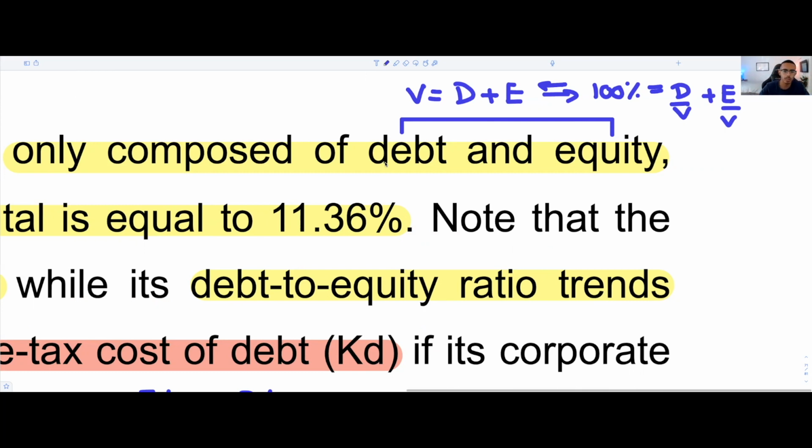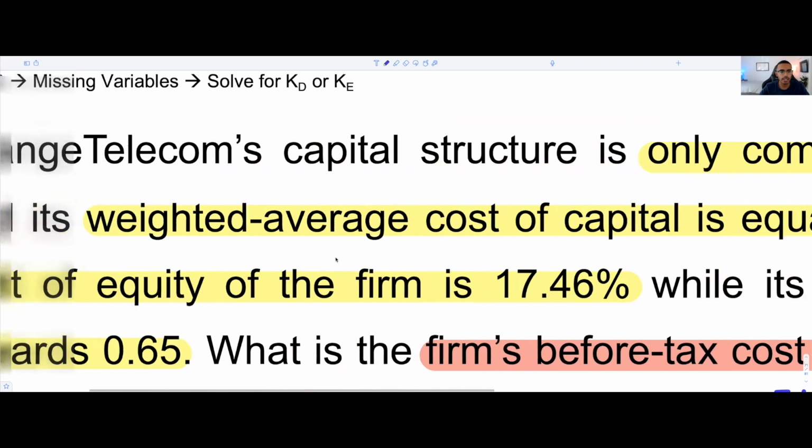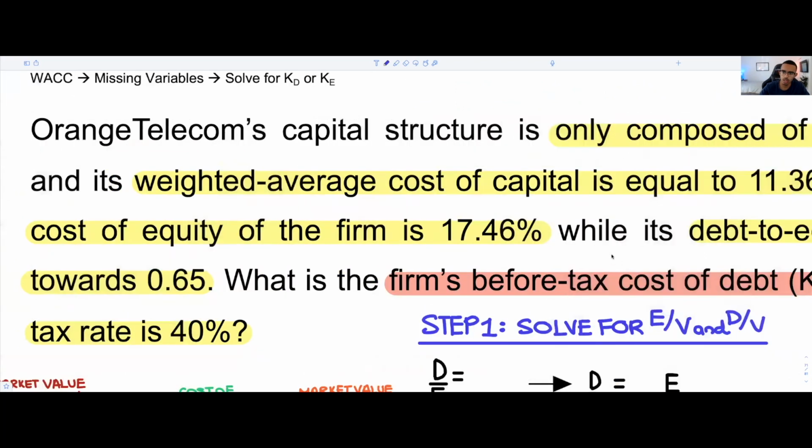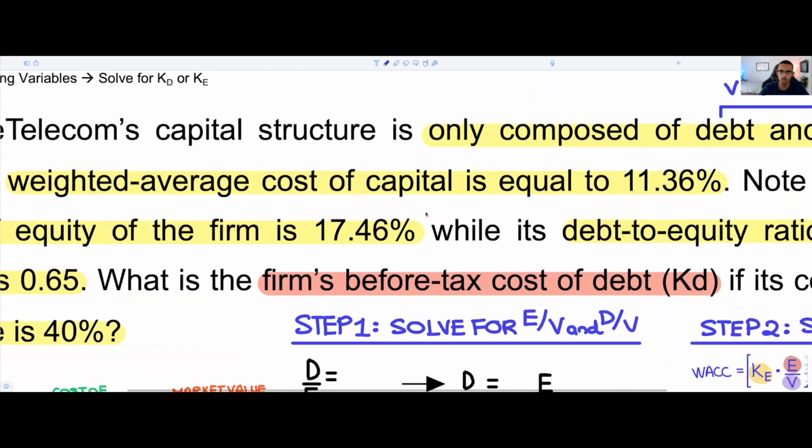Anyways, enough about that. Let's go ahead and look at what they gave us here. I'll zoom out a little bit so that you can see more. They gave you the answer of the formula already. I told you that the WACC is equal to 11.36%. And this is very interesting because they gave you the output of the formula.